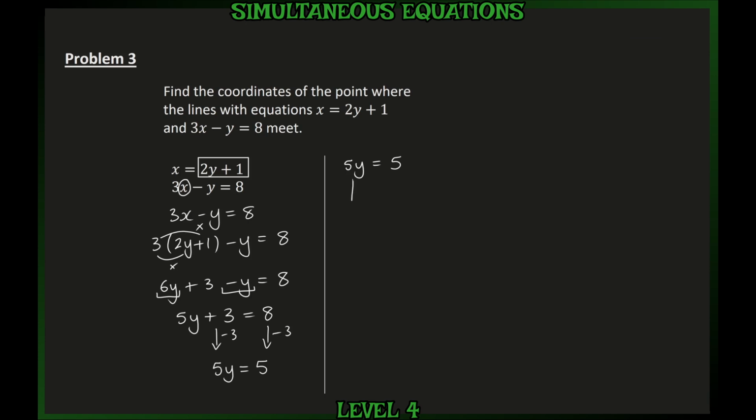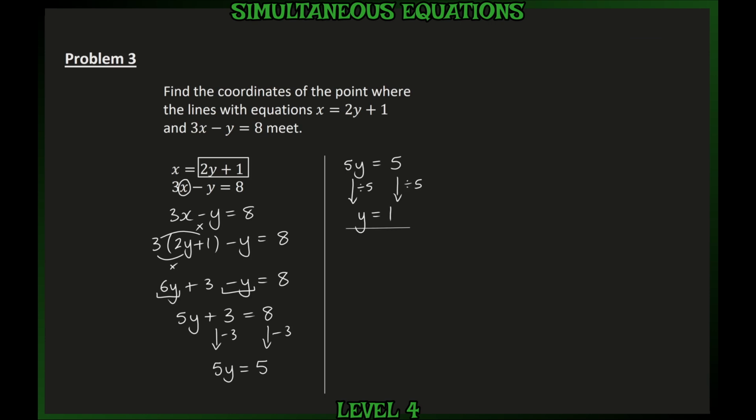Finally, we can remove the times 5 from in front of the y by dividing by 5 on the left and doing the same on the right. And on the left, the times 5 and the divide by 5 cancel out to just leave us with y, and on the right, 5 divided by 5 is 1. So y equals 1 is the first part of our solution.